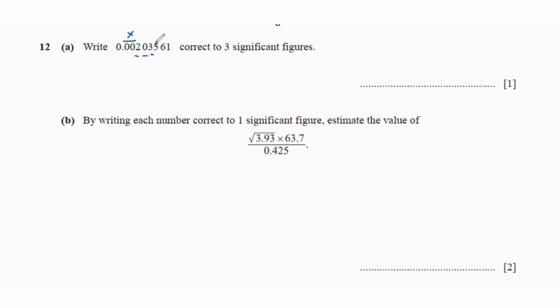But since the number after 3 is greater than 5, that means we have to round the 3 up. So it will become 0.00204. This is our answer, correct to three significant figures.